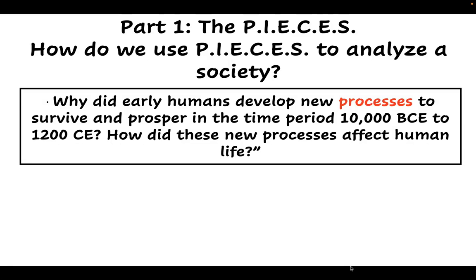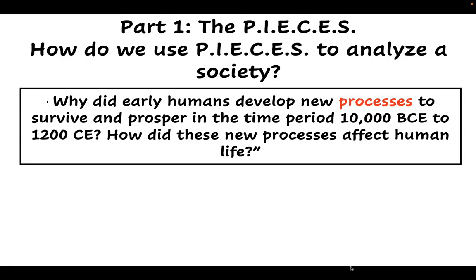Now, before we get into this, we have to define what we mean by processes. And I would make sure to write this down if you missed that day's class. A process, or a global process, is simply a pattern, technology, or a method that humans use to survive and prosper. If you remember that we defined history as how humans survive and prosper, these are the things that they do: the methods, the patterns, and the technology that they use to survive and prosper.